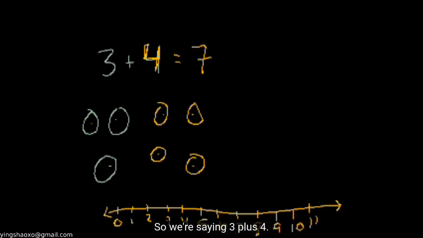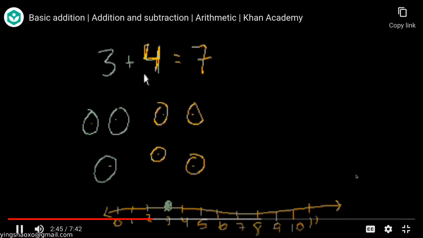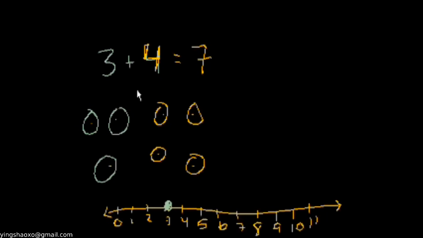So we're saying 3 plus 4. Let's start at 3. We're going to add 4 to that 3. All we do is go up the number line, or to the right on the number line, 4 more. So we go 1, 2, 3, 4. Notice all we did was increase it by 1, by 2, by 3, by 4. And then we ended up at 7. That was our answer.